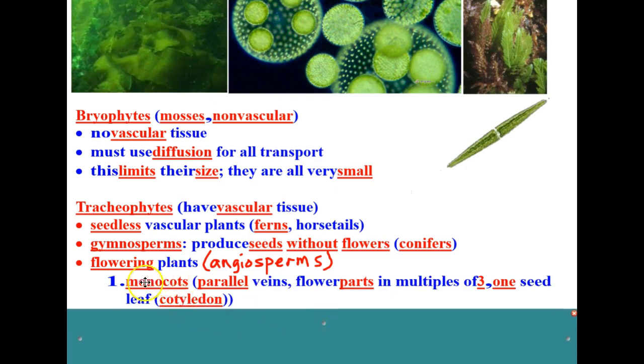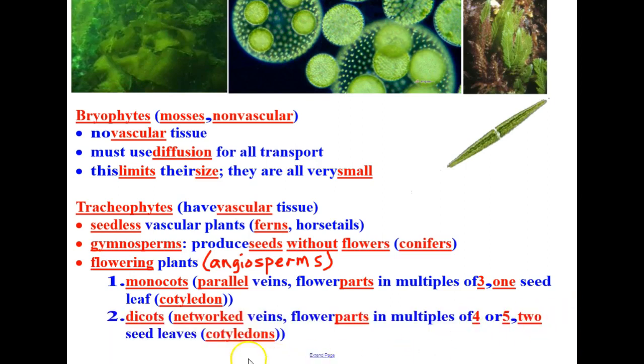And one are the monocots. And characteristics of monocots are plants that have parallel veins. They have flower parts in multiples of 3 and produce one seed leaf, which is called a cotyledon. Great example of a monocot that you would be familiar with is corn. A corn plant is a monocot.